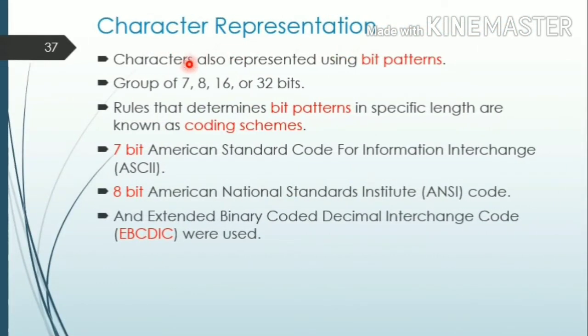Now character representation. Characters are also represented in bit patterns, that is, a group of say 7, 8, 16, 32 and so on. Rules that determine the bit pattern of a specific length are known as a coding scheme. These bit patterns are called a coding scheme. The 7-bit American Standard Code for Information Interchange, that is ASCII, the 8-bit American National Standards Institute ANSI code, and Extended Binary Coded Decimal Interchange Code, that is EBCDIC, were used.